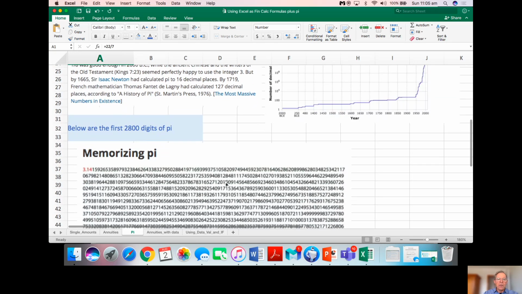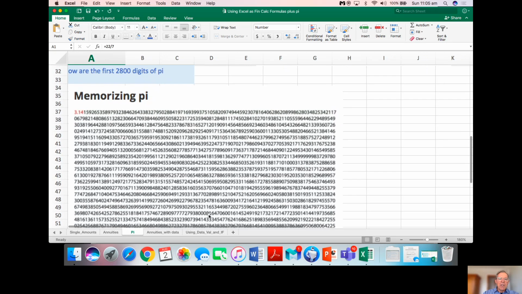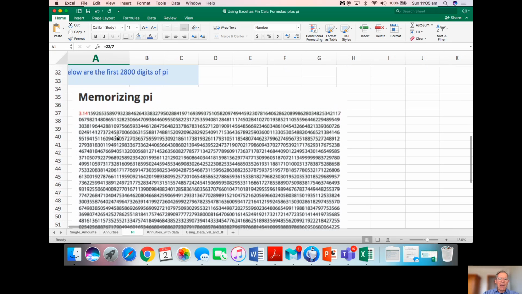Below are the first 2,800 digits of pi. I have a mate who has memorized the first 30 digits of pi. I don't know why you would do it. Why would you bother? It's hard enough to remember your mobile phone number, let alone the first 30 digits of pi. Nobody's going to ask you to quote that, are they?